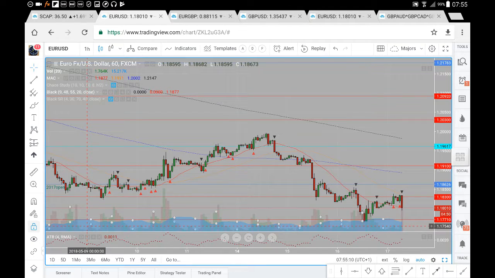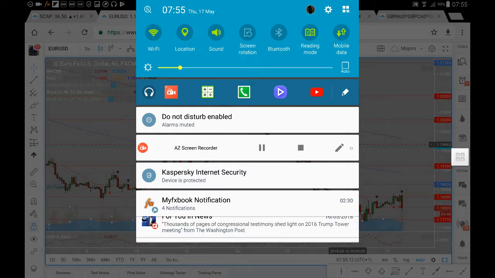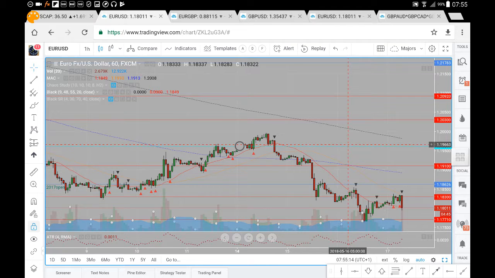So this EUR/USD analysis for Thursday, 17th of May. Now, let's just have a look at where prices have been and where prices may likely go.